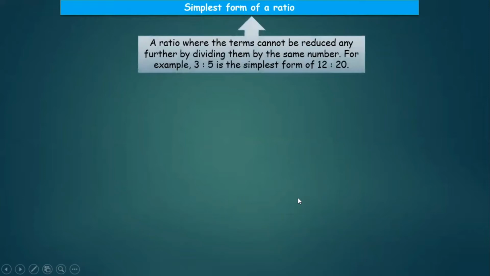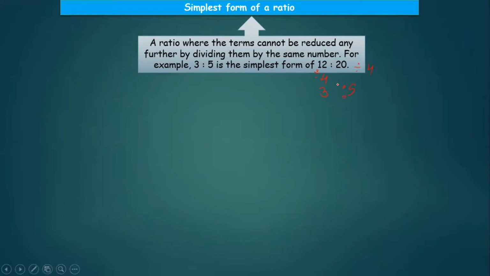So the ratio is in the simplest form when it cannot be divided further. Like 3:5 is the simplest form of 12:20. So what is being done here? We have divided both 12 and 20 by 4. So when I divide by 4, I'm getting 12 divided by 4 is 3 and 20 divided by 4 is 5. So this is the simplest form.